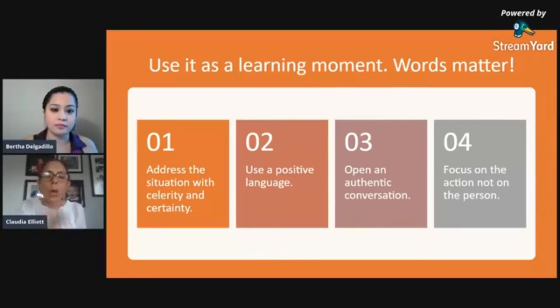Celerity is we cannot wait a month, right? We cannot wait a month. We need to address the situation immediately. And I know it is a very uncomfortable discussion. Sometimes, especially when you have a relationship with a student that is not really strong, it's even harder. And when you have a parent that is difficult, oh my gosh, you make it even worse. But if we don't do that, it will happen more and more and more.